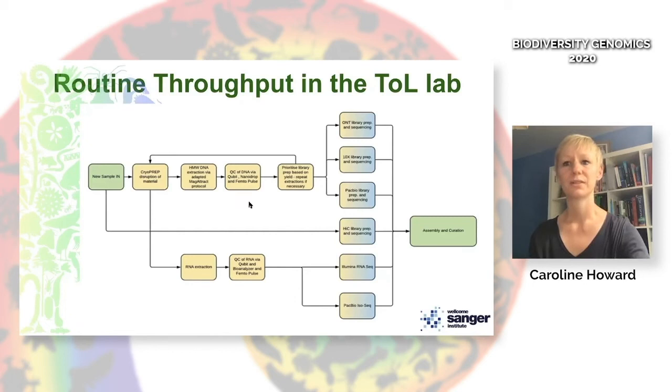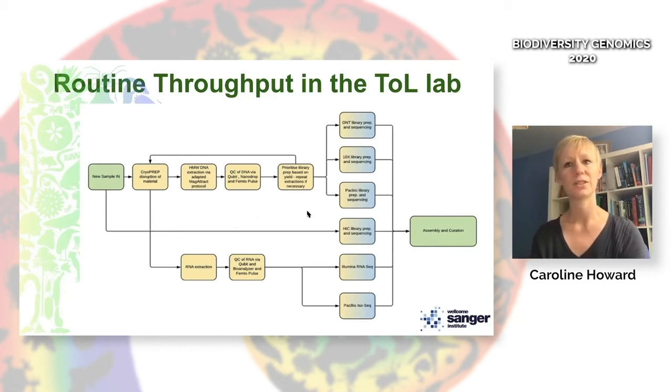We then do the quality control of the extracted DNA, and we use the Qubit to do this, also the NanoDrop and the FemtoPulse. So here we need to get a really good picture of both the quality and the quantity of DNA that's been extracted. After this, we can then prioritise the library prep based on the yield and of course the quality of those extractions, and quite often we do find that repeats are necessary. So we follow back to this stage of the process.